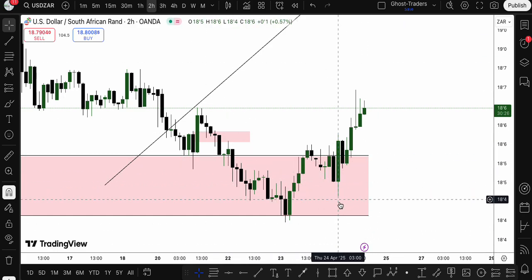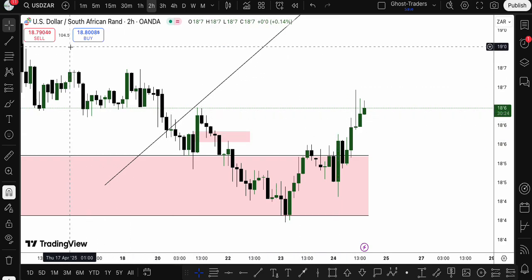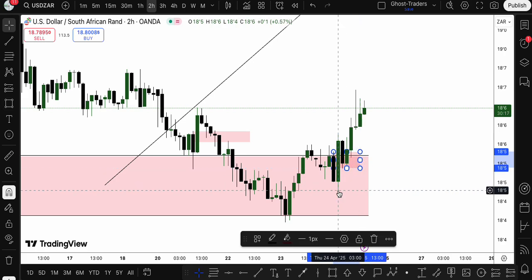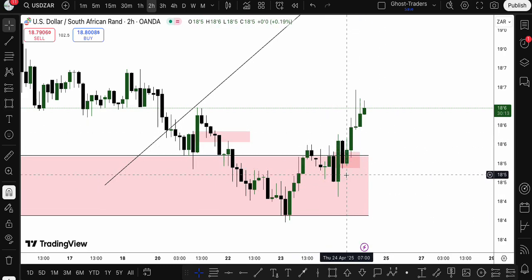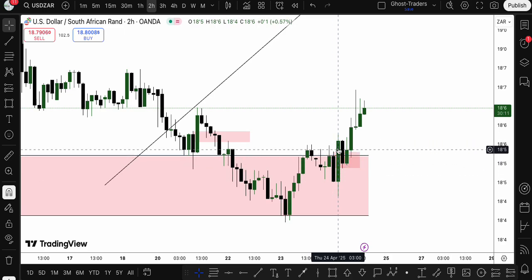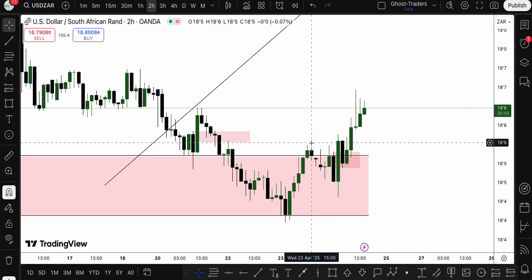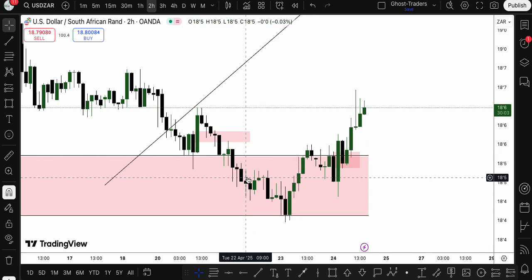So if you fail to make your entry here, I believe you can still make your entry at this level here. So you can see this candle here. It sort of makes it clear. If you look at this candle here, you can see that our price has a lot of momentum to go up. You can see by the candles. And you can see here, we have a shift in market structure.